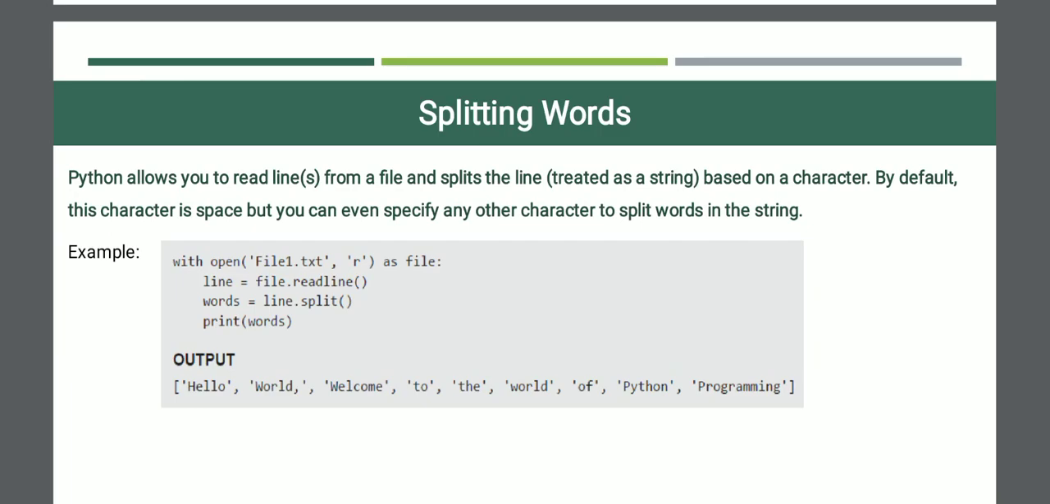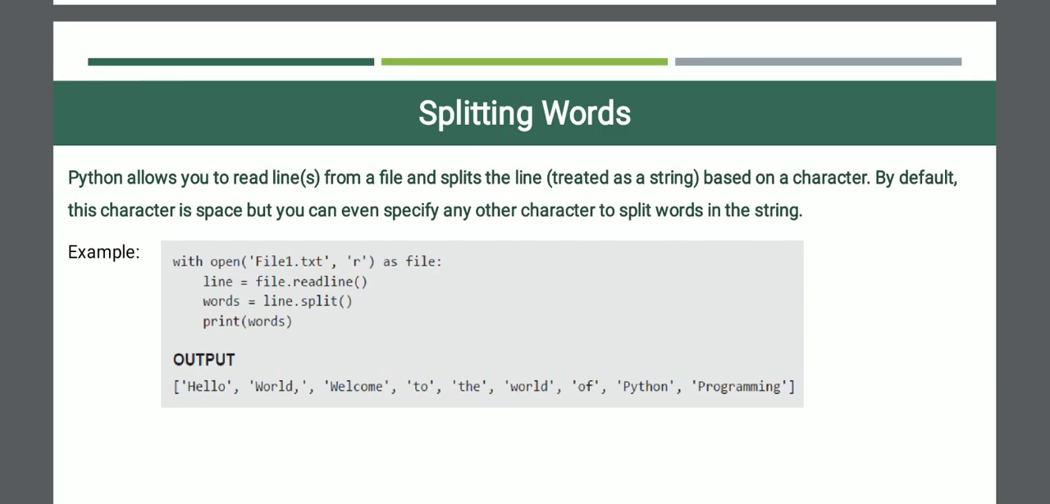You can use the readline function and read those lines into another variable, for example line, and split that line by using the split function or split method. So how will you apply it? You have to apply line.split on that particular variable and store those split words into another variable, for example words over here. So words is equal to line.split, and print those words. Okay, so here the output is: hello world, welcome to the world of Python programming. So each and every word is split by using that split function.